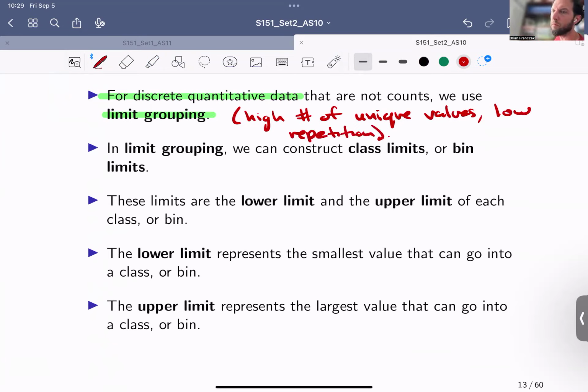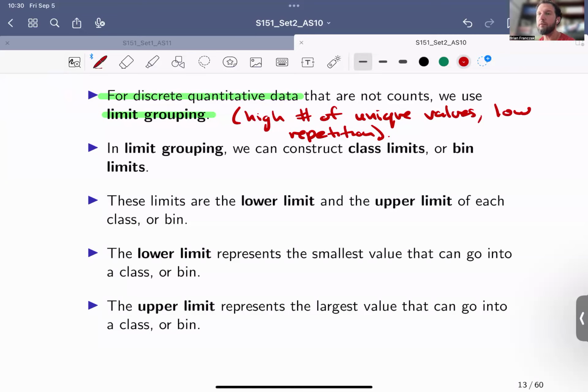And I'm going to summarize these later as well. So there is a slide that explains the differences. But again, the point is for discrete quantitative data, we have two ways of binning, single value grouping and limit grouping. And it's entirely dependent on how much repetition you have and how many unique values you have. Again, there's some subjectivity here. There always is when you're picking these types of methods. But in most cases, it'll be fairly clear what approach is going to work best.